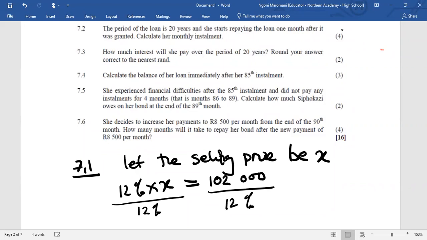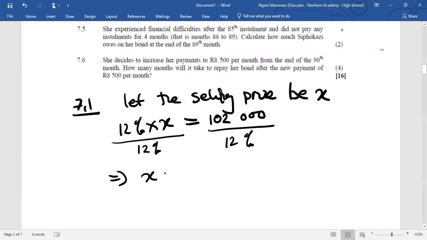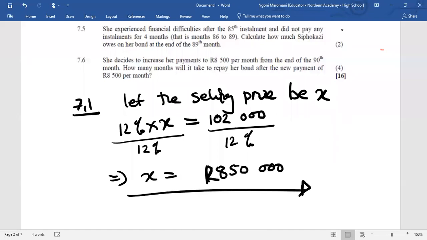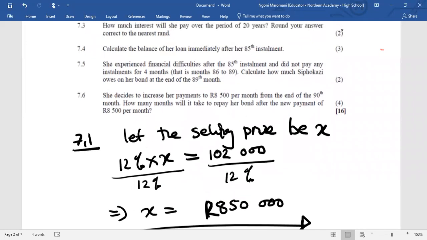Is there somebody with a calculator close? Yes, sir. So when you say 102,000 divided by 12%, what do we get? 850,000. Which means X is equal to 850,000. So this is the amount of money that was borrowed. Is there anyone with a question here? Okay, good. So let's now move on.